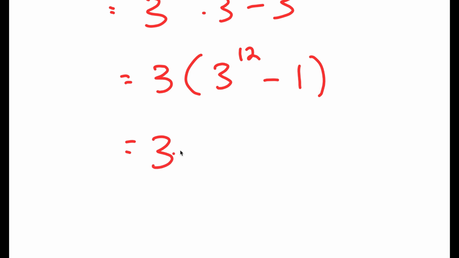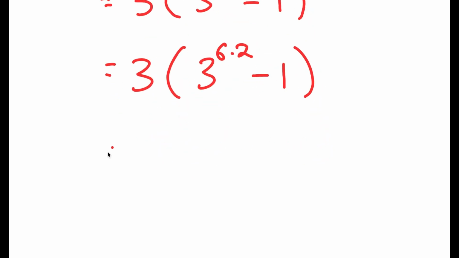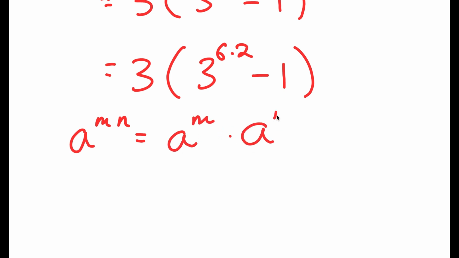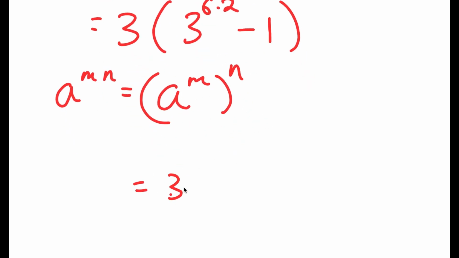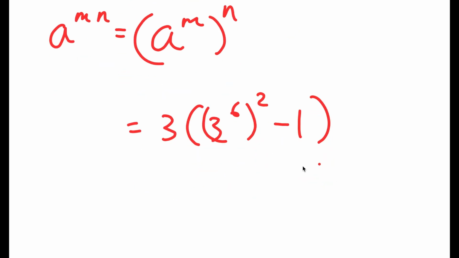Now, I'm going to simplify this. 3 to the power of 12 is the same thing as 3 to the power of 6 times 2. And if I have something in the form a to the power of m times n, this is actually equal to a to the power of m to the power of n. So this is going to equal 3 times 3 to the power of 6 to the power of 2. And now I have this minus 1.